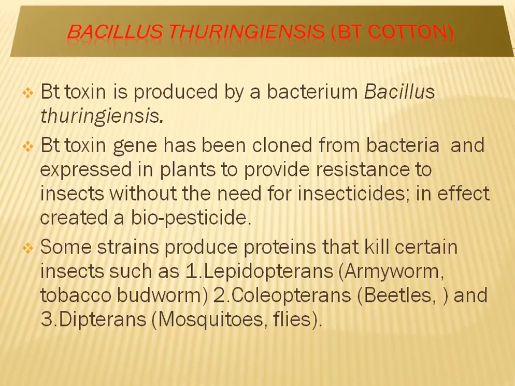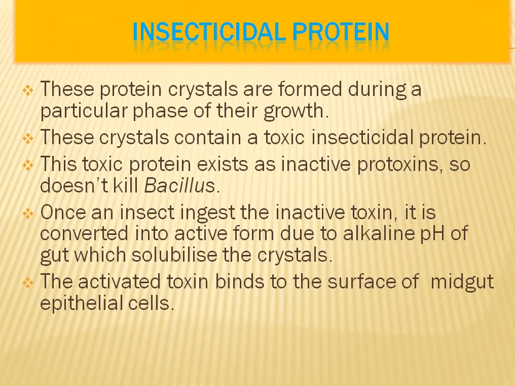Some strains produce proteins that kill certain insects such as lepidopterans, for example armyworm and tobacco budworm, coleopterans, for example beetles, and dipterans, for example mosquitoes and flies. These protein crystals are formed during a particular phase of their growth. These crystals contain a toxic insecticidal protein.